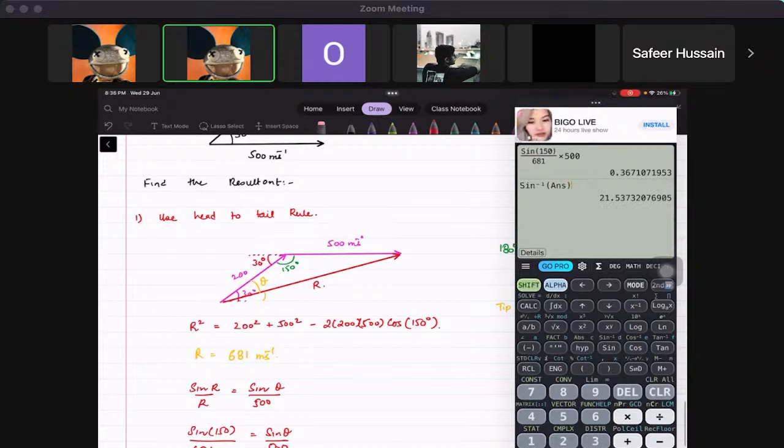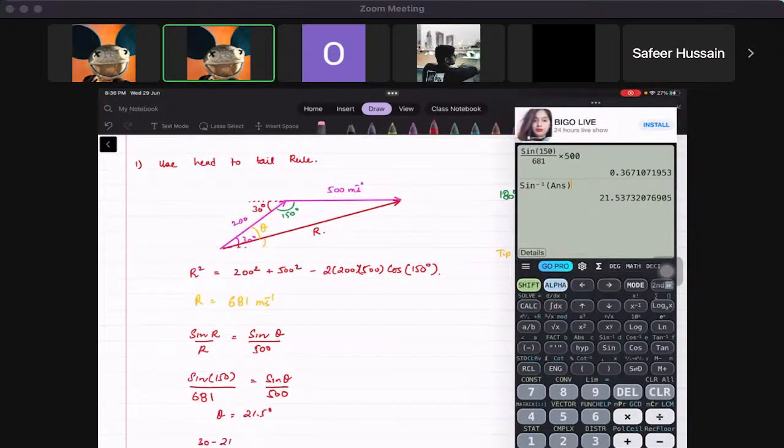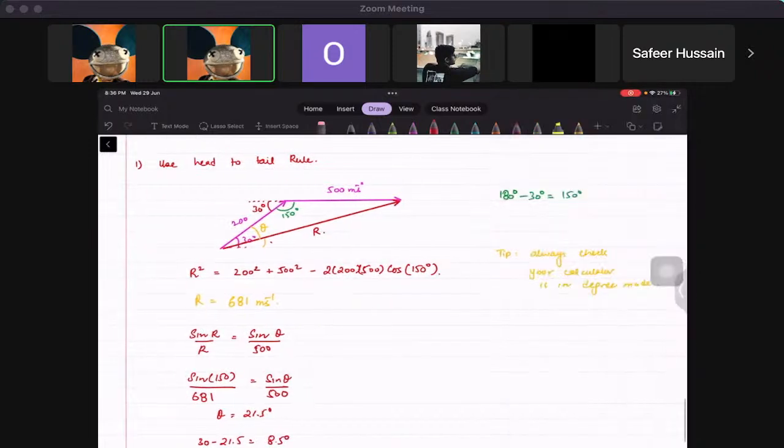So we can subtract this theta from 30. So 30 minus 21.5, we're going to get this angle that we need. 30 minus 21.5 gives me 8.5 degrees. So now I can write the answer. In most cases he would not ask you this, sometimes he does. So the resultant is 681 meters per second, and the direction of this resultant is 8.5 degrees from the horizontal, because we found this angle to be 8.5 degrees.